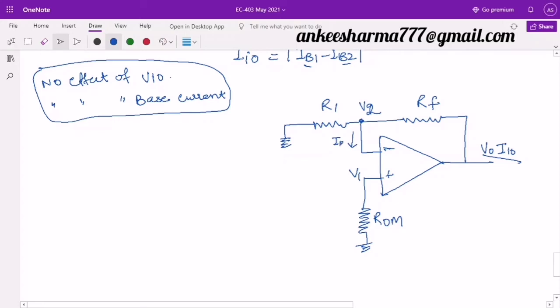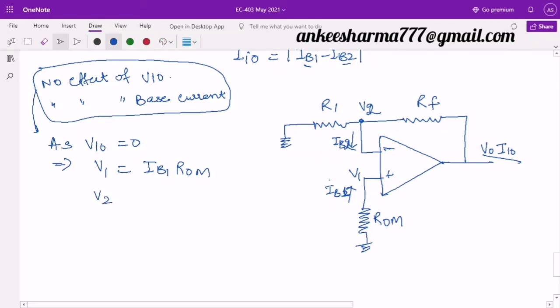Let that be IB1, and this will be IB2. Right? In the earlier case we used this term as IB2, so you can use it like that. It is IB1. The result will remain the same, there will be no effect on it. So this is IB2 and this is IB1. Now VIO is 0, so definitely there is no effect of VIO. So our V1, what will be the value of V1? It is this current into this resistance, so it will be IB1 into R1.